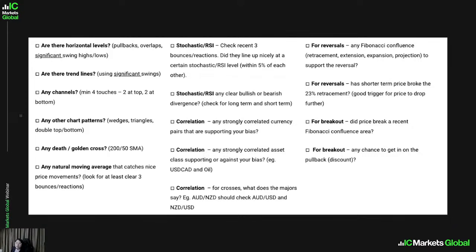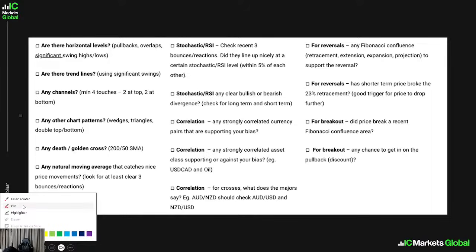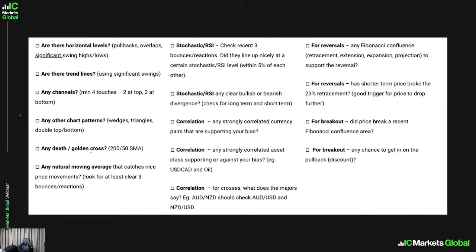First things first, I always ask myself as a trader, is price going up or is price going down? What I want to do is use a trend line to look for trend. If it's going up, I'm looking for a buy entry. If it's going down, I'm looking for a sell entry. You can also use a descending or ascending channel. It requires a minimum of 4 touches, 2 on the top and 2 at the bottom, and then you can come up with your analysis.